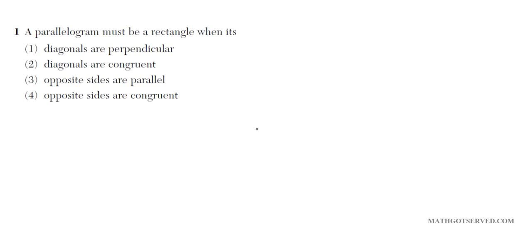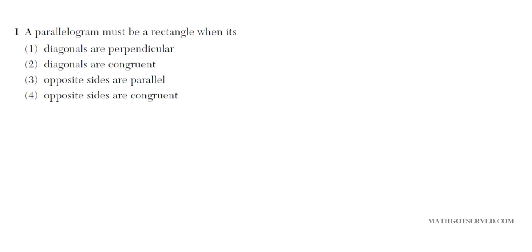Alright, let's take a look at problem number 1. It reads, a parallelogram must be a rectangle when it's, and then we have a list of properties here. Diagonals are perpendicular, diagonals are congruent, opposite sides are parallel, and opposite sides are congruent.